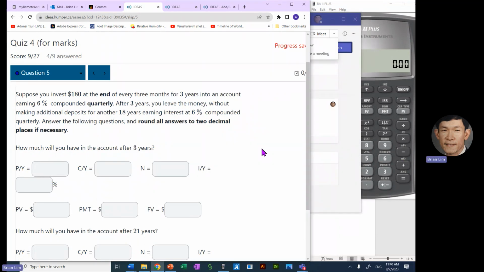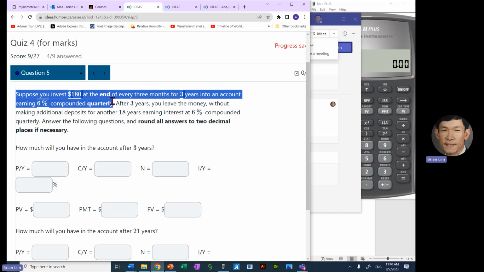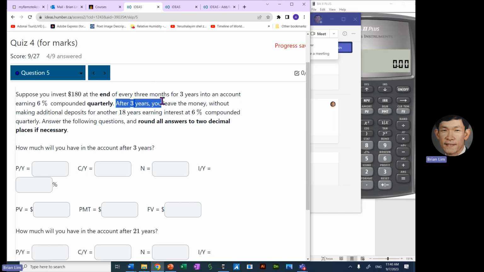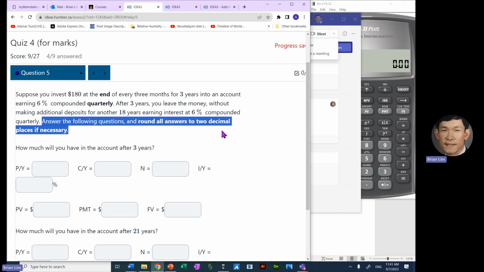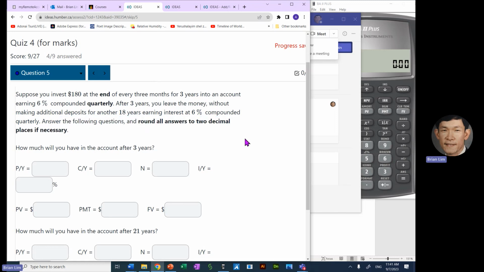Okay, new episode. Here we have an example of a question where we have ordinary simple annuity and then compound interest. Suppose you invest $180 at the end of every 3 months for 3 years into an account earning 6% compounded quarterly. That is the annuity part. After 3 years, you leave the money without making additional deposits for another 18 years, earning interest at 6% compounded quarterly. Answer the following questions and round all answers to two decimal places if necessary.